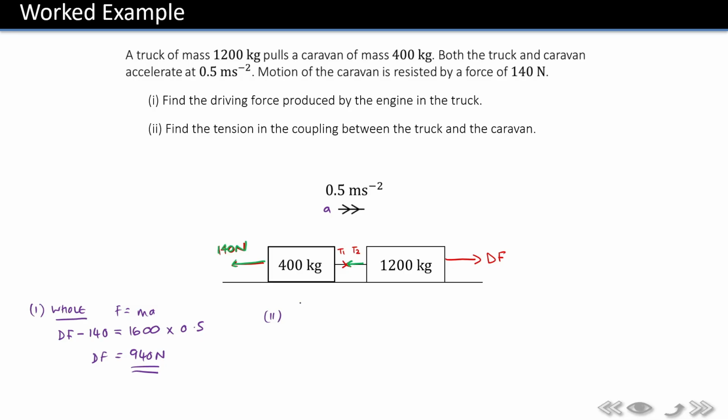Then for part 2, it says find the tension in the coupling between the truck and the caravan. For this, I'm going to look at it separately. Typically, when you're doing it separately, one is going to be easier than the other. However, if you do both correctly, it should give you the same answer.